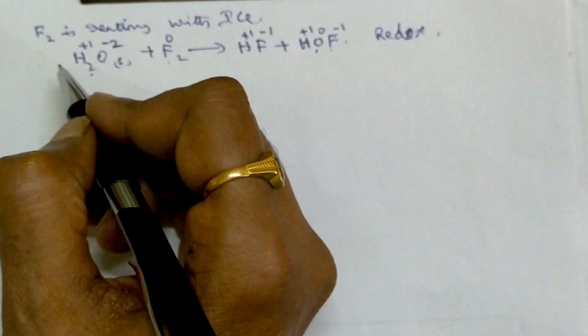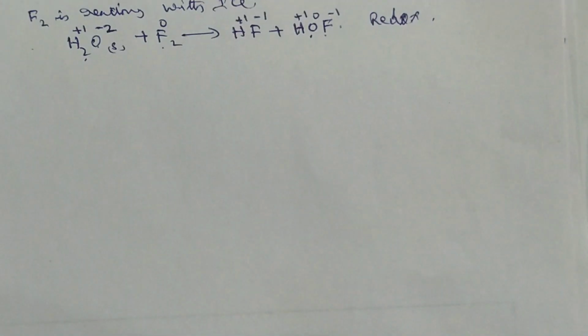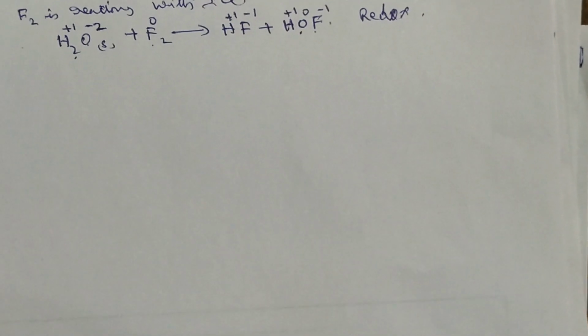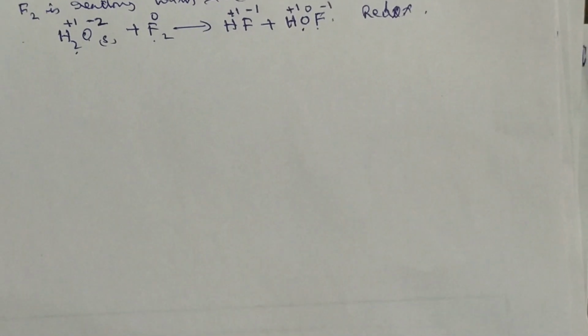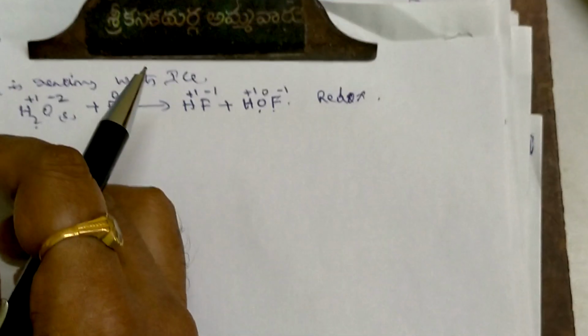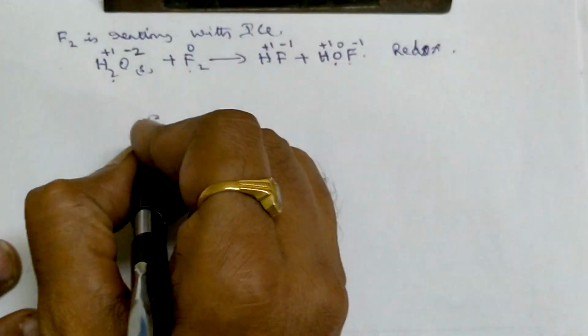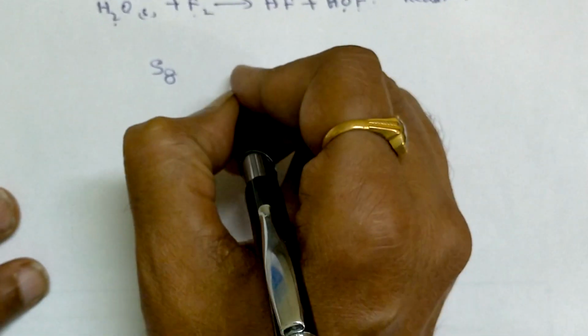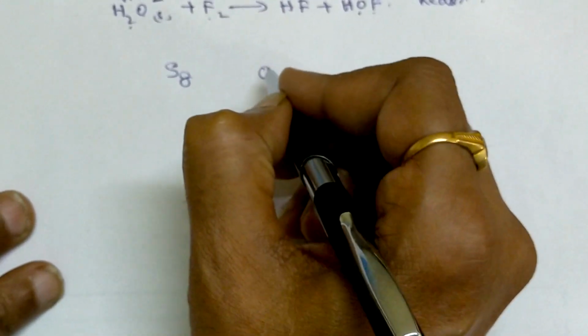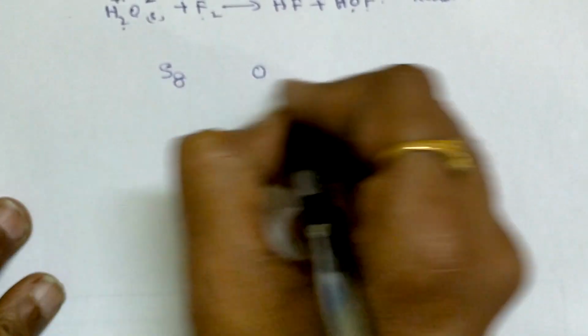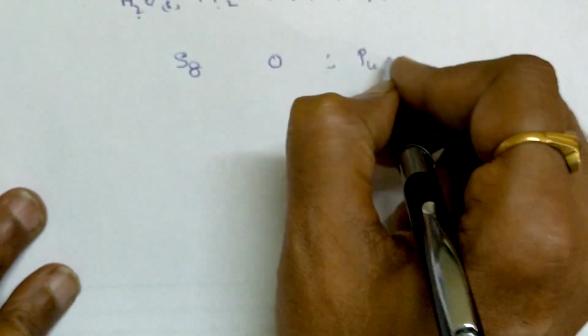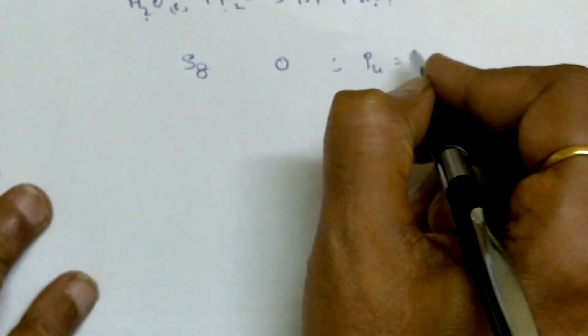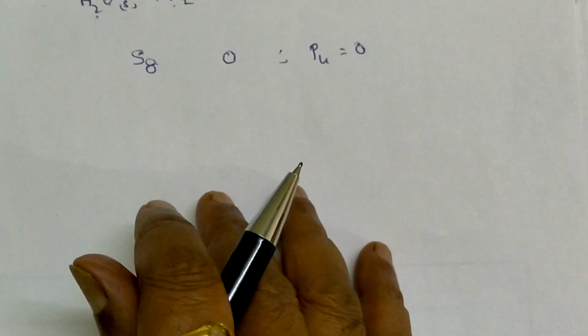Now coming back, we'll see 2-3 more problems, then we'll switch over. What is the oxidation number of sulfur in S8? For a molecule, as per rule number 1, it is 0. Similarly, P4 also is 0.